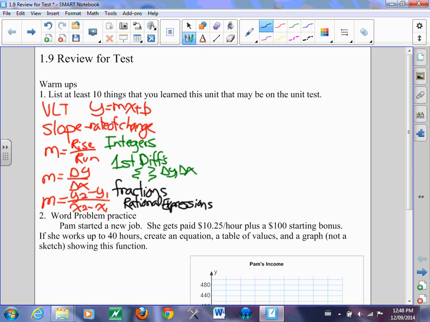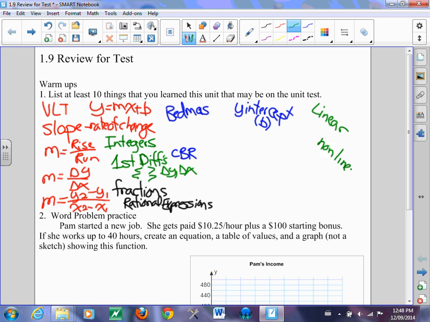Okay, we also reviewed BEDMAS. I'm not going to fit them all in here. We'll see if we can, actually. We talked about the CBR. We talked about our y-intercept, which is the initial start value, which is the letter b. Okay, we learned about linear versus nonlinear functions. Oh, there's another one. We learned about functions.